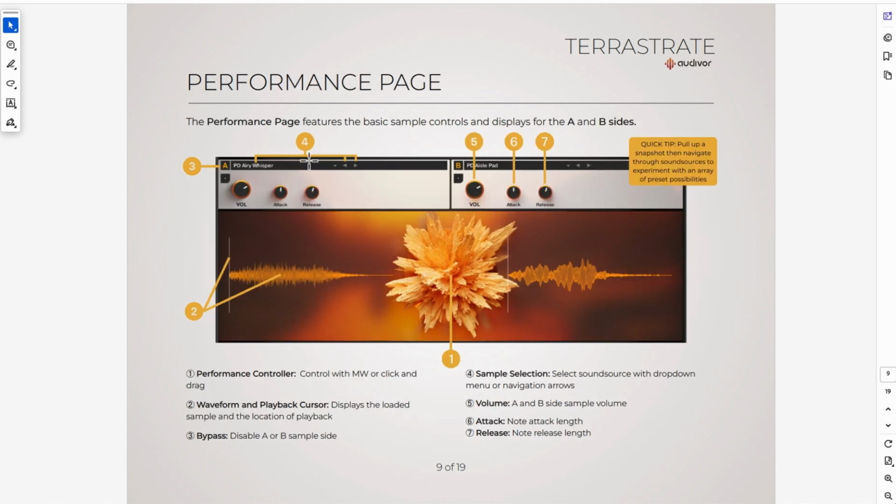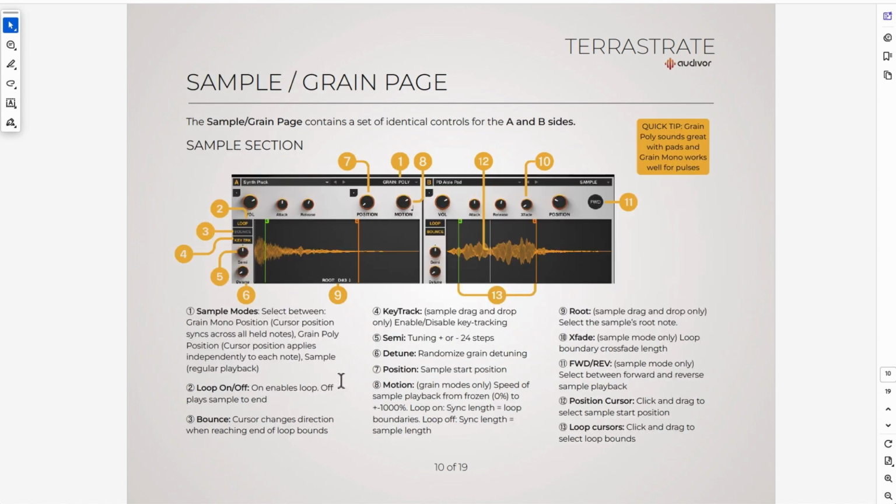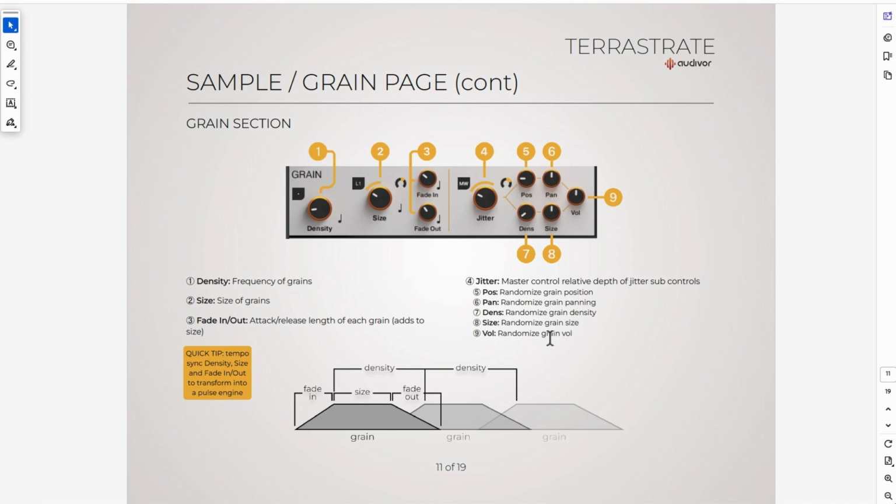Presets that you can either cycle through. There is a knob that's been pre-mapped to this, so you can actually use that to go through these, and you can just click them back and forward. There are separate volumes for both samples and attack and release. You can see you've got the sample modes, the loop on off, bounce, key track, semi-tuning, detune, and position and motion. I'm going to spend too long going through everything.